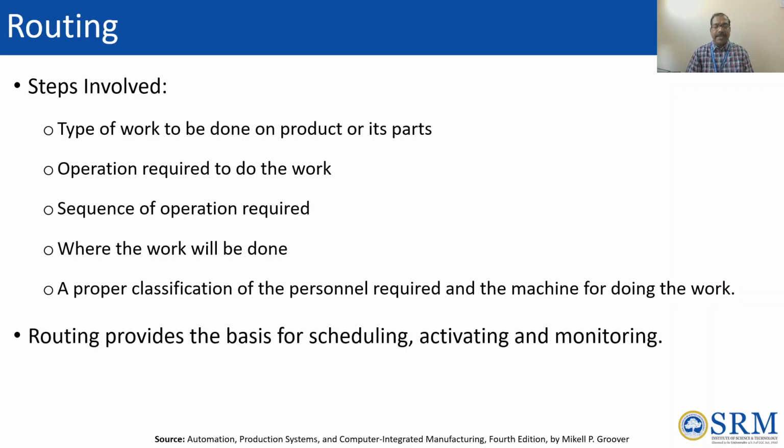We need to identify the types of work to be done on the product or its parts. We need to clearly know what operations are required to do the work, and the sequence of operations, where the work will be done, which machine, where the work will be done, and the proper classification of the person and the machine required for doing the work, like allocation of human operators or allocation of machinery for the particular product.